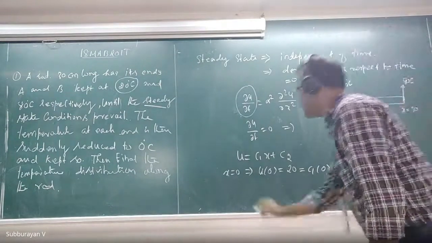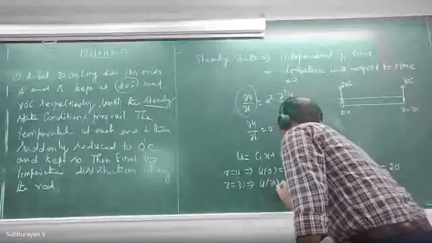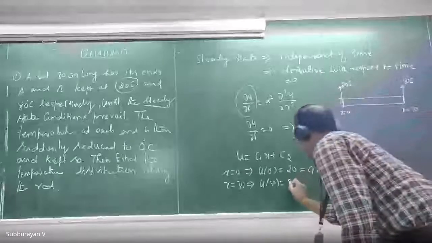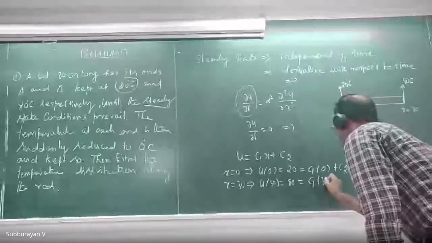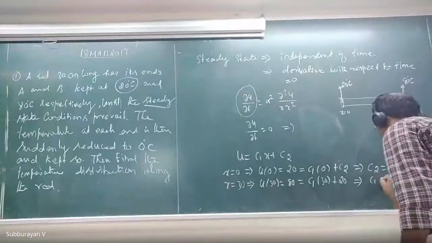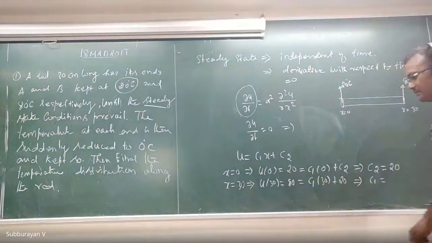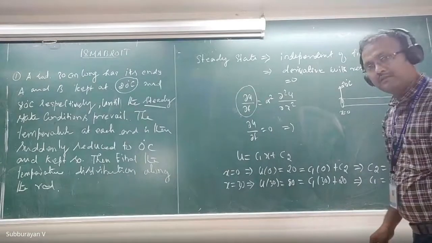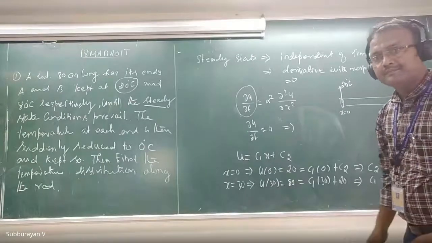Similarly, if x equal to 30, which implies u of 30 is equal to what? 80 degrees Celsius. That is equal to C1 into 30 plus 20, which implies what is the value of C1? Anyone, please? Guys, what is the value of C1? So 1 by 3? How is it 1 by 3? Sir, 2. C1 is 2.